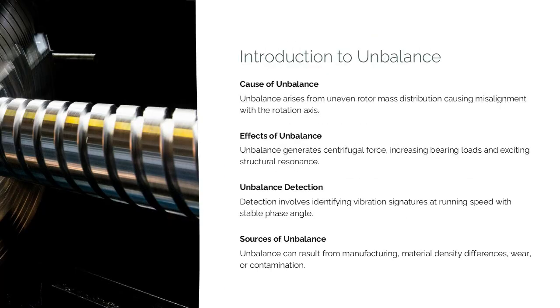Unbalance occurs when the rotor mass distribution is uneven, causing a misalignment between the mass centerline and the rotational axis. This misalignment generates a centrifugal force proportional to the square of the rotational speed, making unbalance particularly problematic at higher operating speeds. The phenomenon leads to increased radial loading on bearings, structural resonance excitation, and adverse dynamic responses.